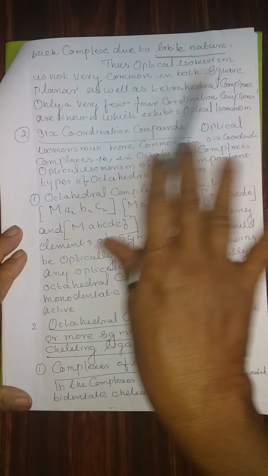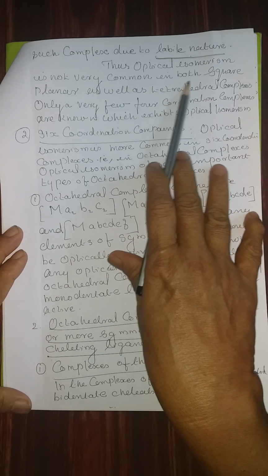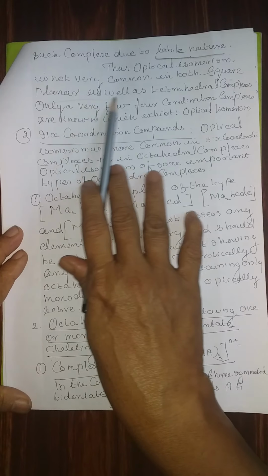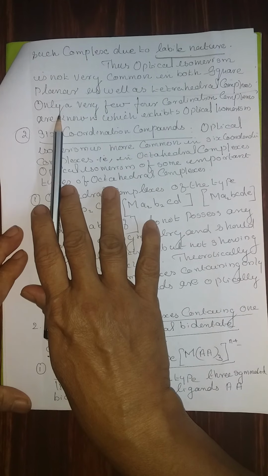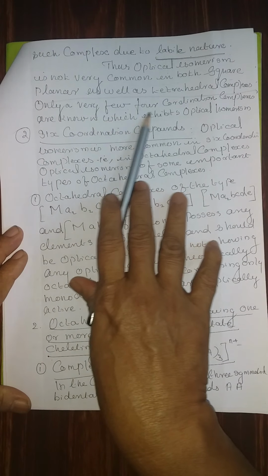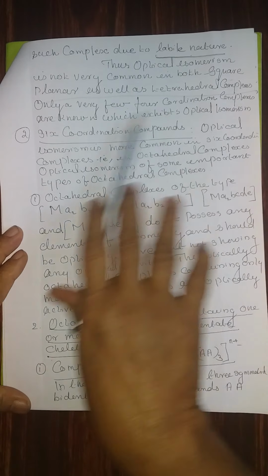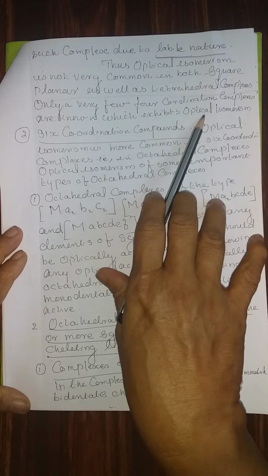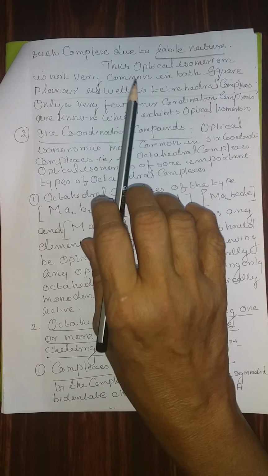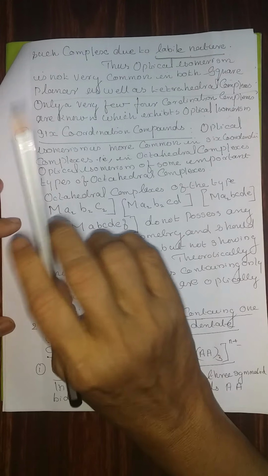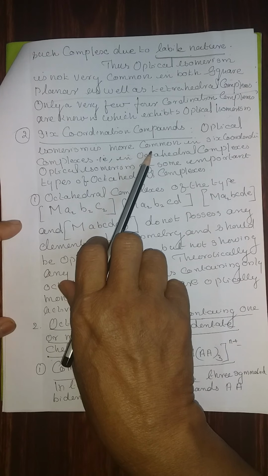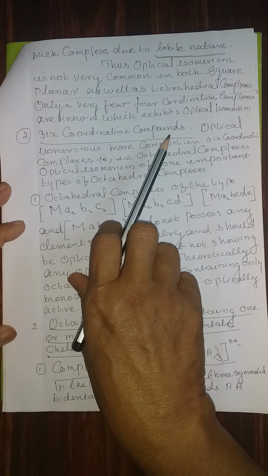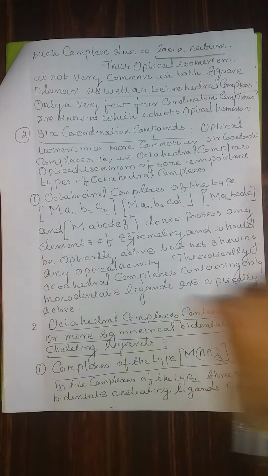Thus, optical isomerism is not very common in both square planar as well as tetrahedral complexes. Only a very few 4-coordination complexes are known which exhibit optical isomerism. That is very rare. In short, theoretically, both square planar and tetrahedral complexes are not capable of showing optical isomerism.